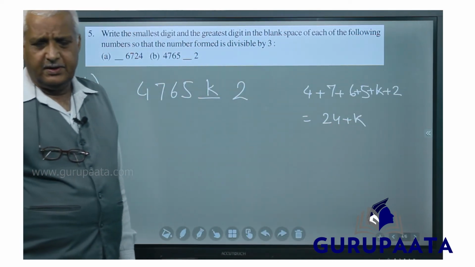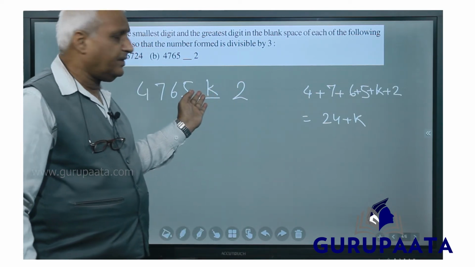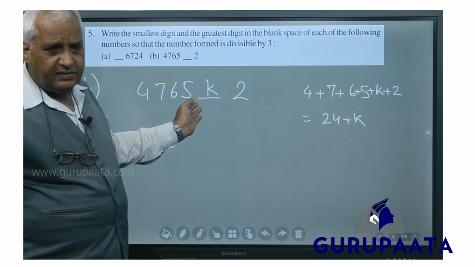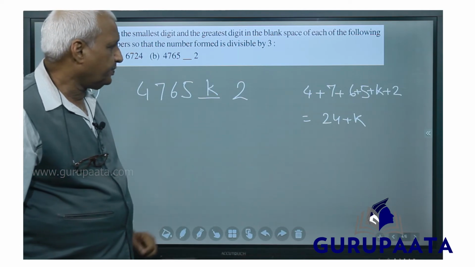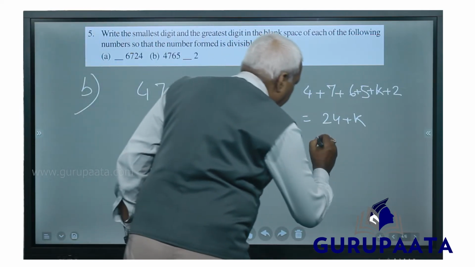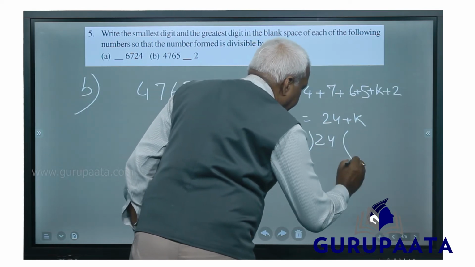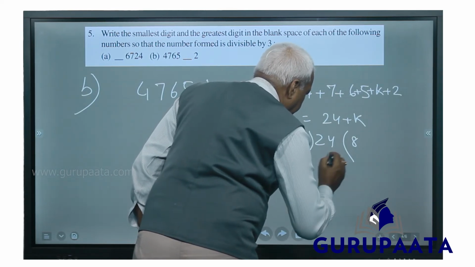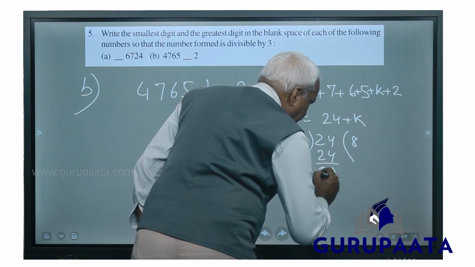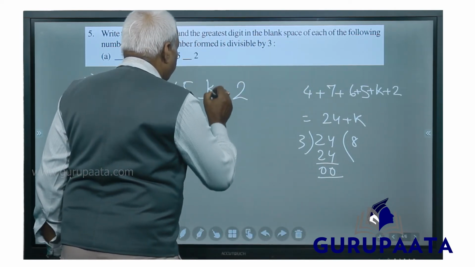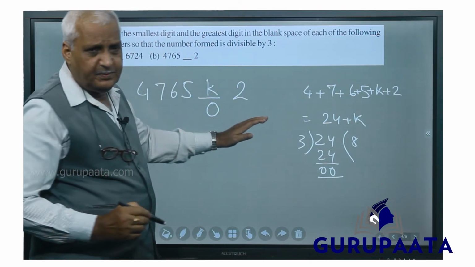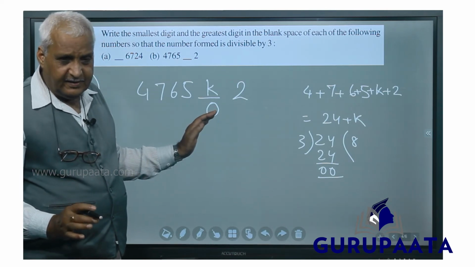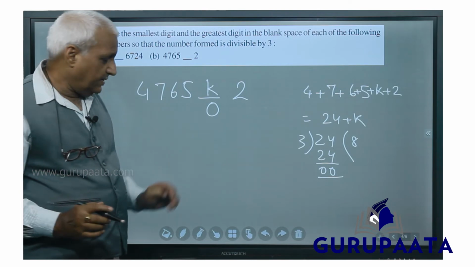24 is divisible by 3. So, even if we fill the number 0, this will give an answer where the number will be divisible by 3. Understood? 24 divided by 3 is 8. So, if you fill 0 in place of k, the number will be divisible by 3, and this is the smallest number that we can substitute here. Now, what about the biggest? That we will sort out.